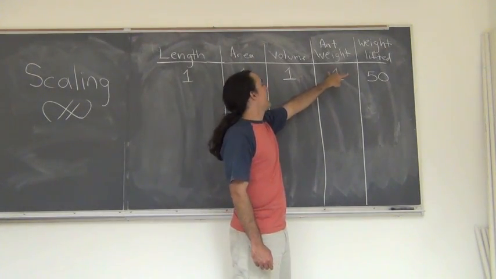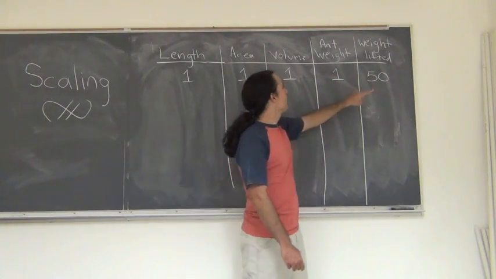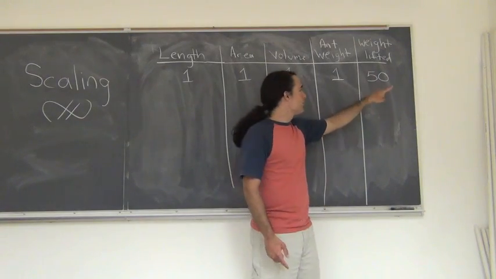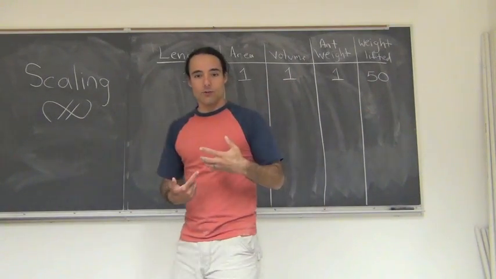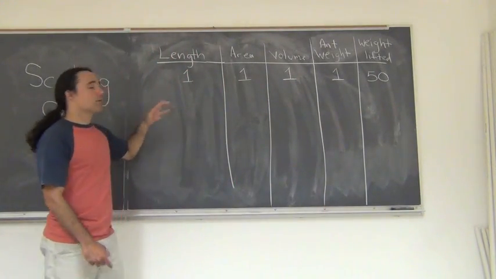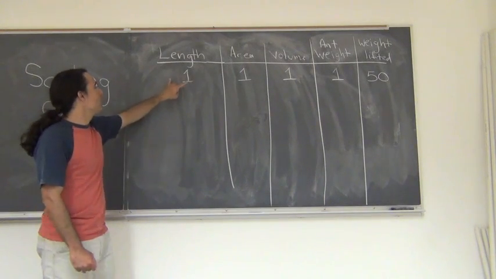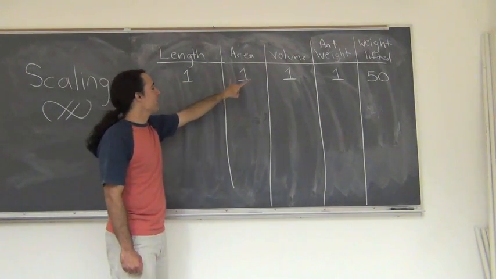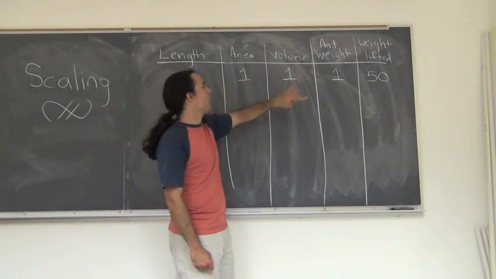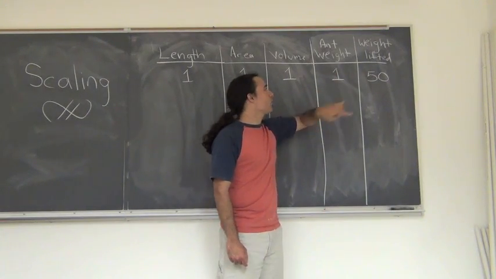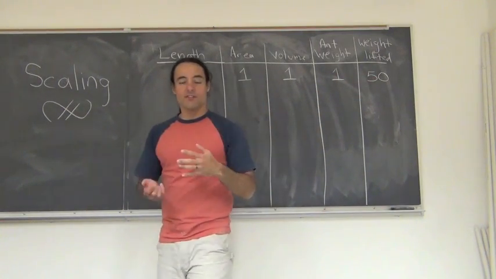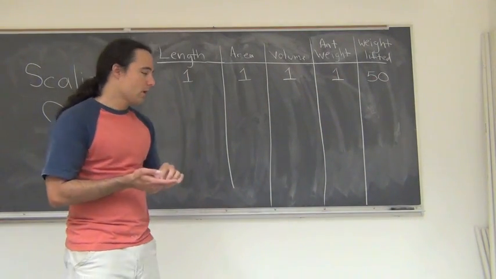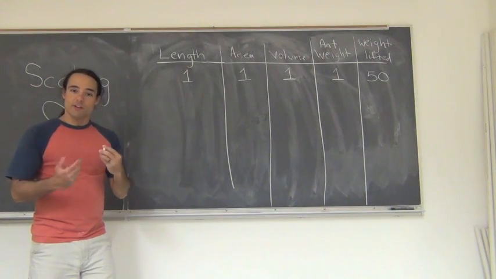The ant weight is just the weight of one ant, and the weight that the ant can lift, well, that's supposed to be 50 times the ant's weight. So for one normal-sized ant, its length is one length, its area is one area, its volume is one volume, its weight is one weight, and the weight it can lift is 50 times the weight of the ant. All right, let's see where we can go from here.